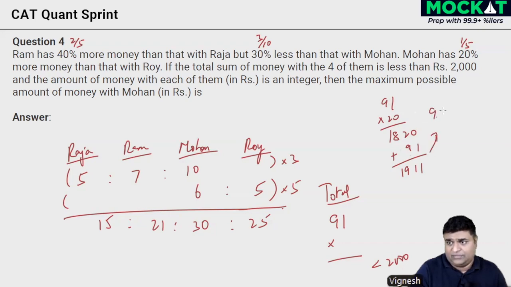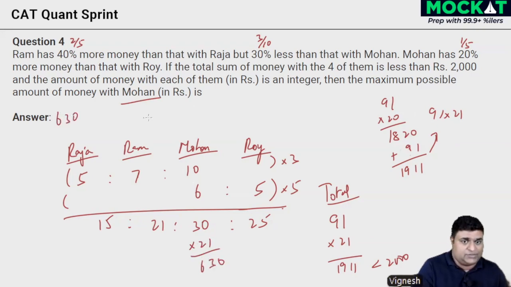So this is a 91 into 21, right? Into 21 comes to 1911. Now what is asked is in terms of Mohan. So into 21 and that amount comes to 630. So 630 over here becomes the answer.